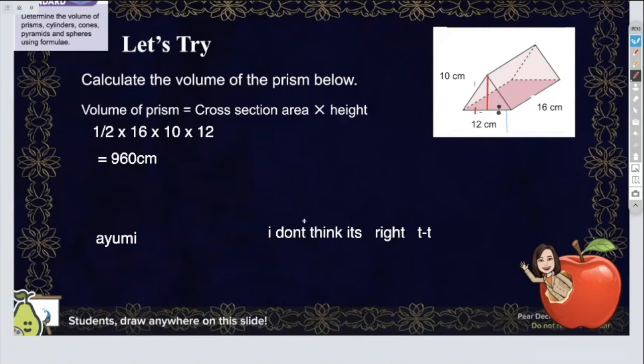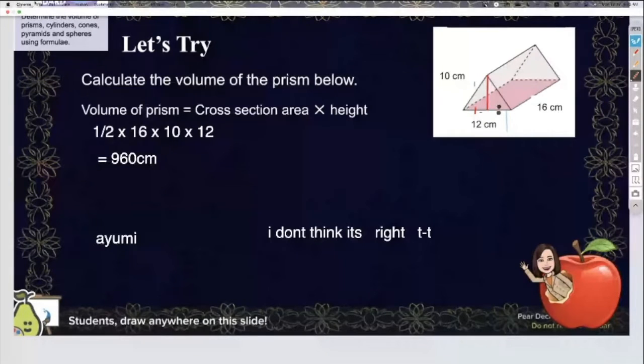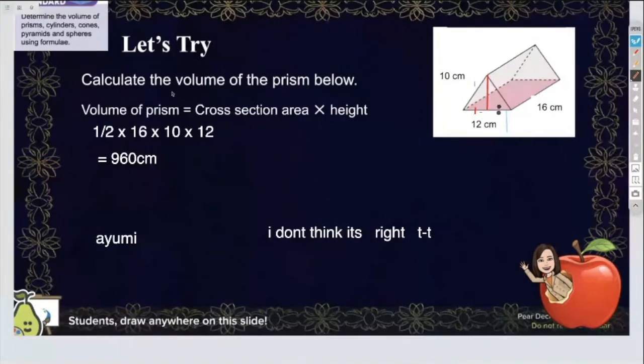Ayumi, please check. Does the height have anything to do with the cross sections? Rahana, we determine the height by using the Pythagoras theorem. Okay, because the cross section is a triangle. Then we can make it into half so that it will be the right angle triangle. So it is easy for us to determine the height. Okay, if the question provides it, no problem. If it's not provided, then you have to use this way. You have to use the Pythagoras theorem to get the height.